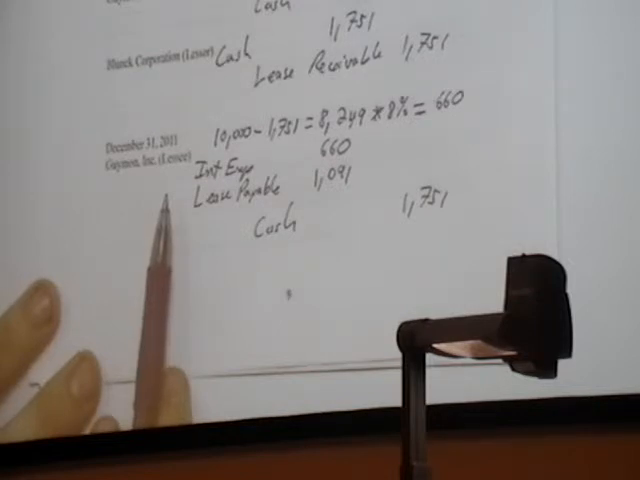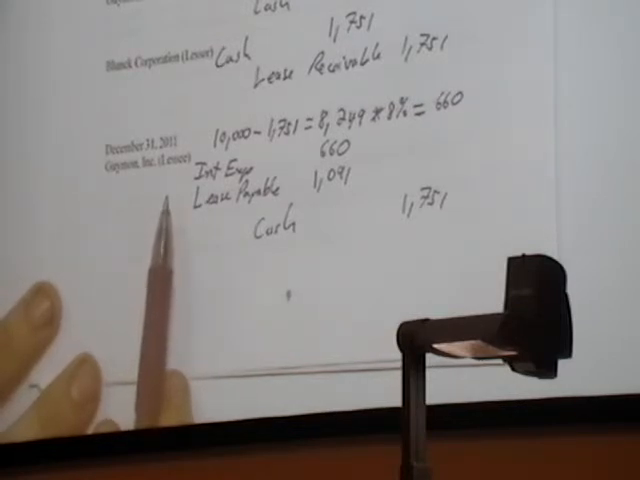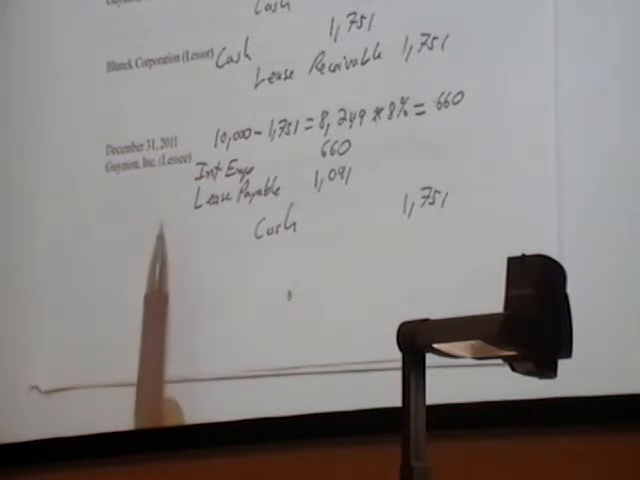What do you think? Yes. Yes. Very good. I was waiting for other people to agree with you. So the lessee is the one that's going to record the depreciation. Why? Because they have the asset on their books. Therefore, they have to record the depreciation. All right. So let's go ahead and do the depreciation for them as well.